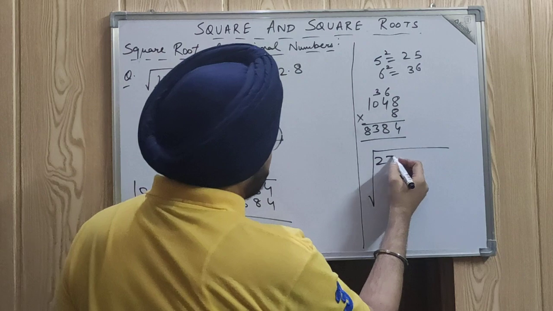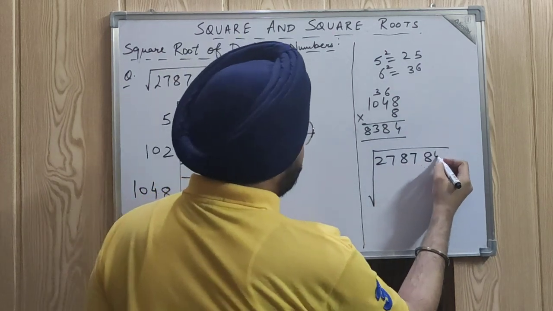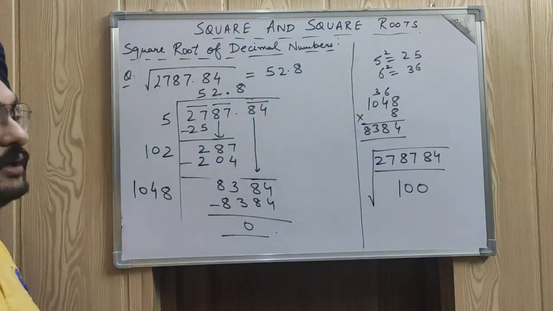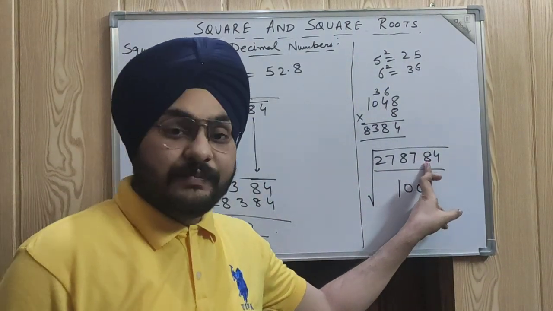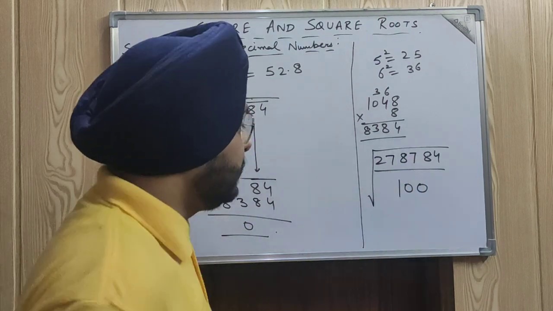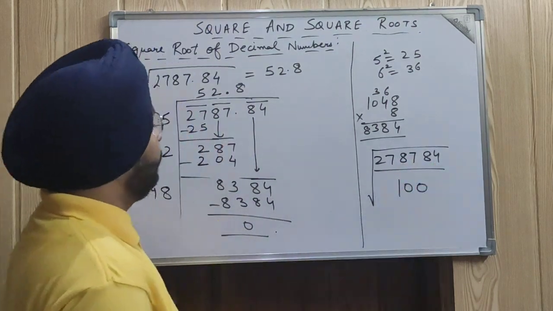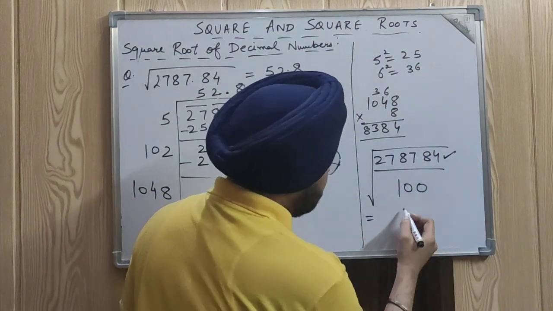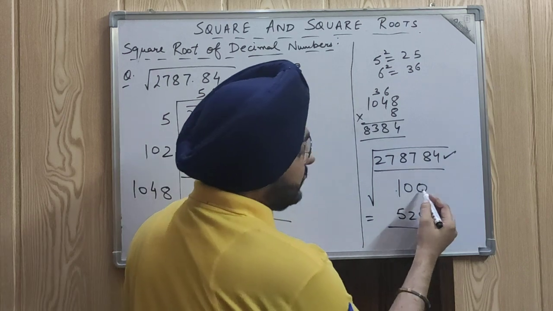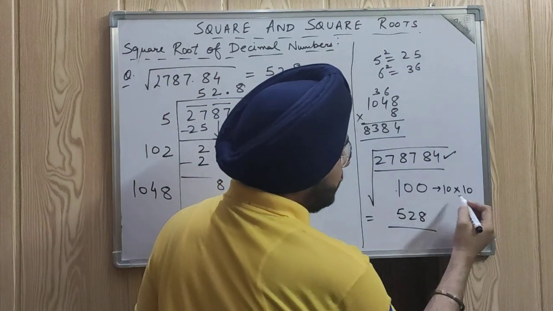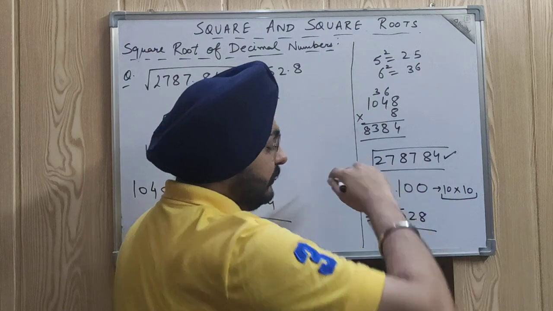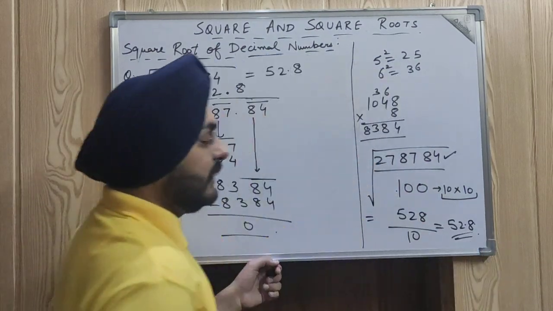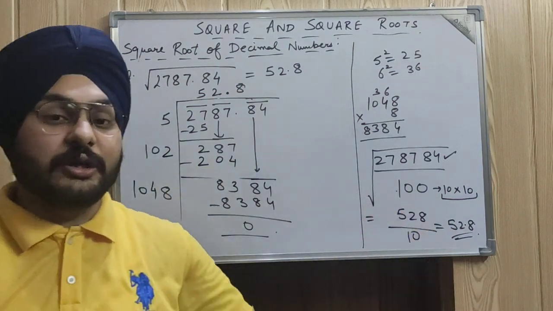This one is 278784, and when I am removing this decimal, can't I write in this way by 100? Just solve for this one. If you are solving for 278784, that will be coming 528 only. For this, it will be 528, and this 100 can be written as 10 into 10. The pair of 10 will be there. One 10 will be coming out. So you'll be saying the answer will be 52.8. So both the methods are correct. Now it's your choice in which way you want to do here.